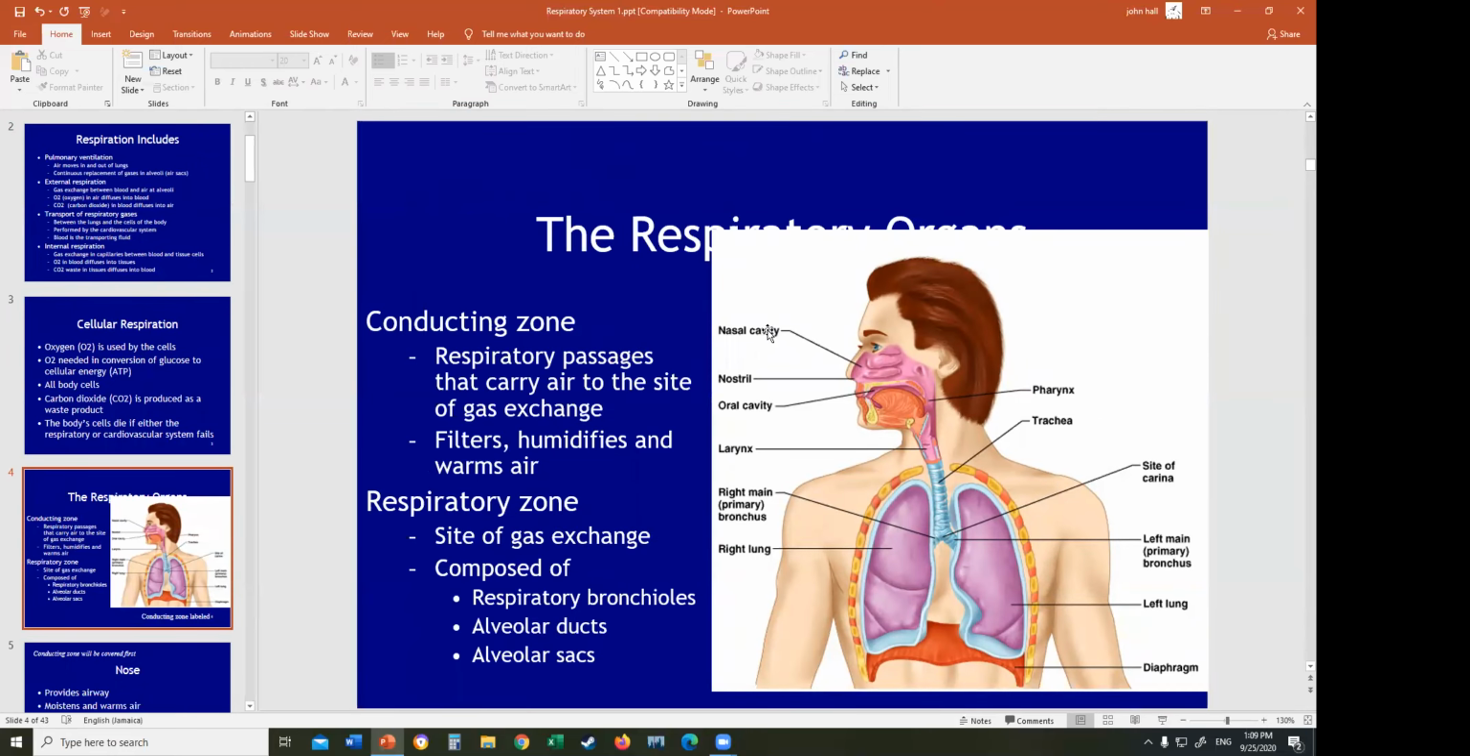Now, we can divide our respiratory system easily into sections, what we call a conducting zone and a respiratory zone. The conducting zone carries the gases to the lungs and then carries them away from the lungs. So everything that is involved in moving gases into and away from the lungs is a part of the conducting zone. These are the respiratory passages that carry air. The function of the conducting zone is to filter, humidify, and warm the air.